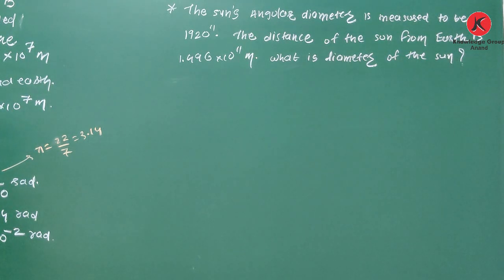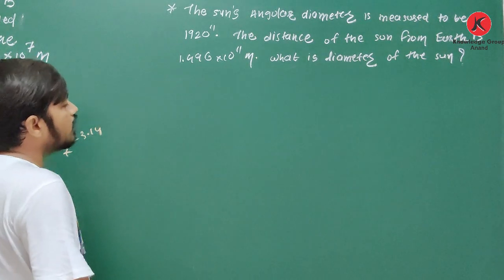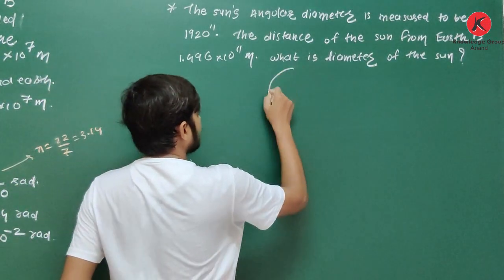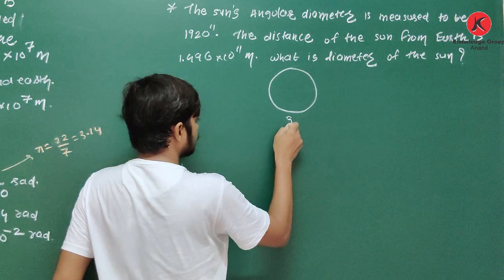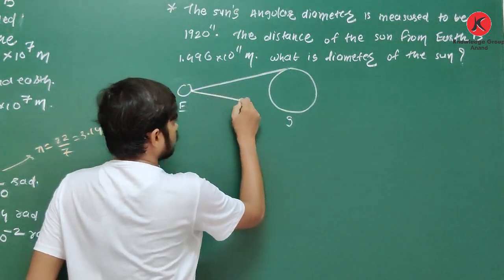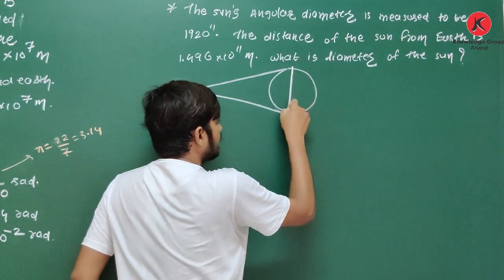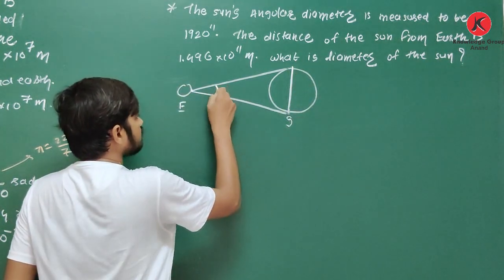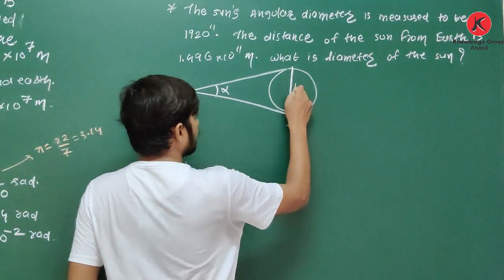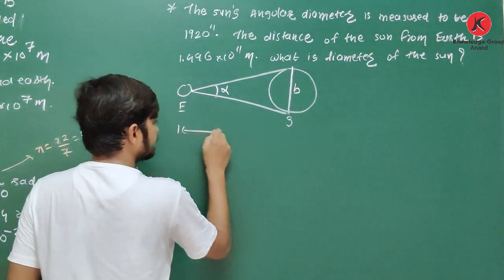See here how to find this. The sun's angular diameter: that is earth, and it is sun. From a point on earth to the observation lines, it is the diameter of the sun. And it is the angular diameter of the sun, that is theta. And here it is D.